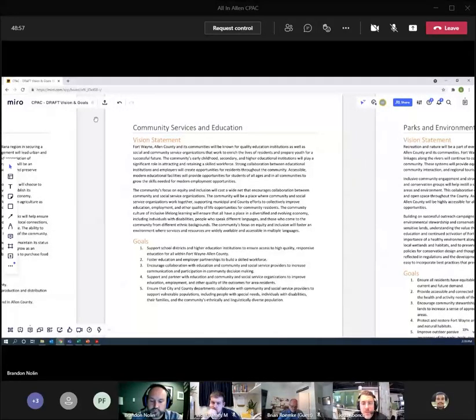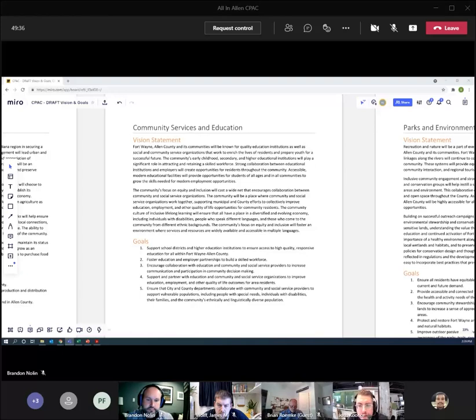So big picture for community services and education. This one's all about emphasizing the need for partner entities and service organizations to work with the city, the county, the adopting municipalities. Big focus on equity and inclusion in services and resources. Emphasis on learning at all stages of life, lifelong learning, and just in general, an environment where services and resources are easily available no matter where you live in Fort Wayne or Allen County.